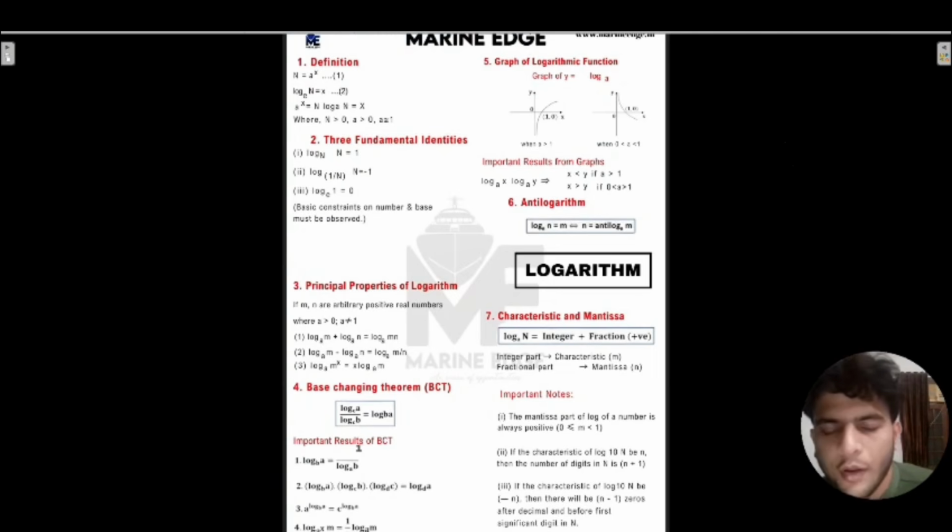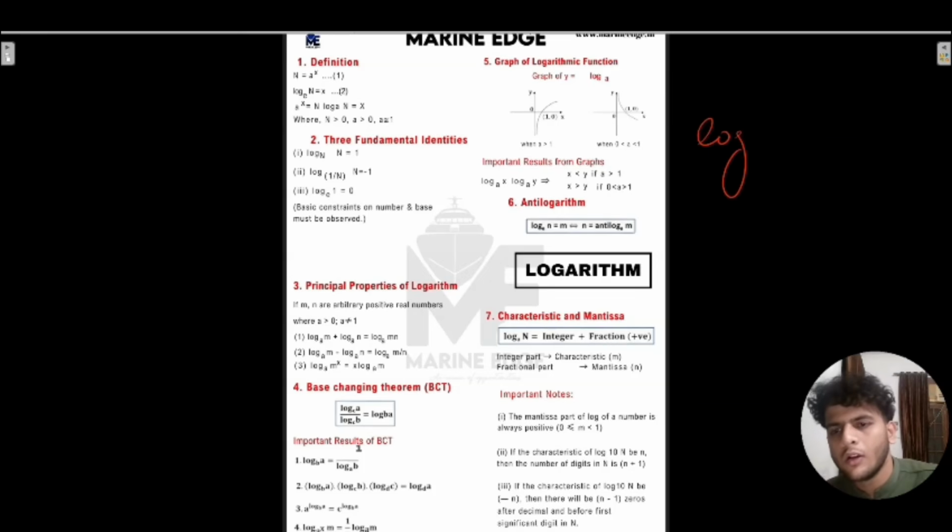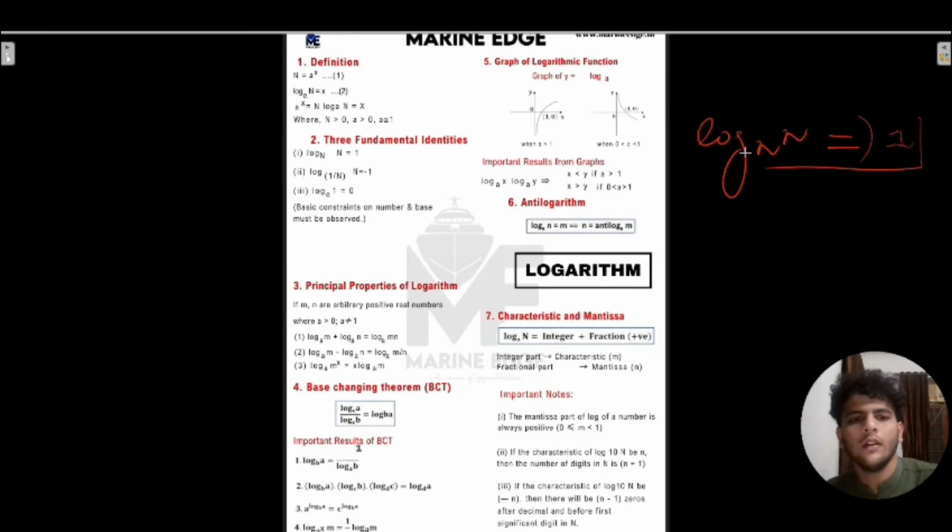Logarithms are not important as an individual chapter, but they are used in almost every chapter of mathematics, and many a times they can ask you these basic properties of logarithms. The first thing is that log base n of n, that is when the base and the number are the same, you get 1. Log base 1/n of n is equal to minus 1.